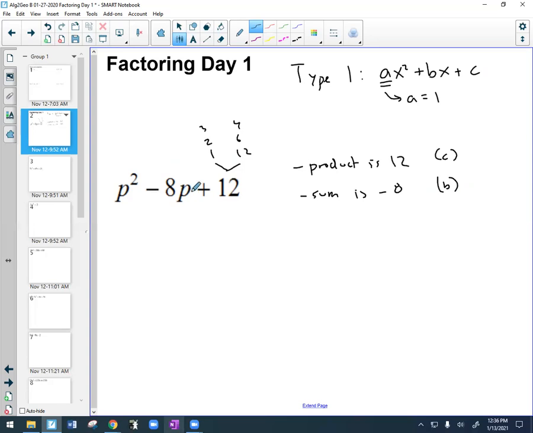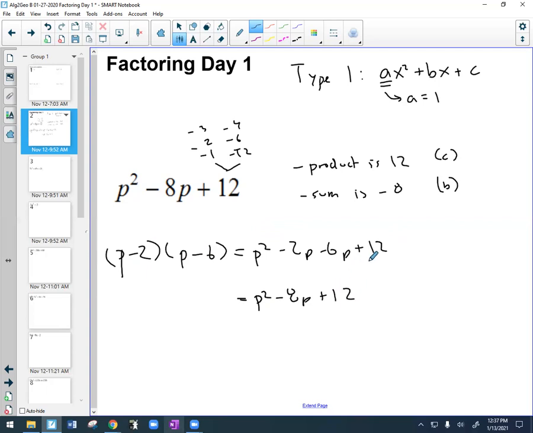and really they both have to be negative, so that I get a negative number here. The product of two negatives makes a positive, but the sum is negative, so negative, negative. It's going to be -2 and -6. Then you just write those in the parentheses, pair each one with a variable, the p, and then you're done. If you multiply this back out just to check, p squared minus 2p minus 6p plus 12, that's p squared minus 8p plus 12. So that worked. I'm not surprised it did, but I'm glad it did.